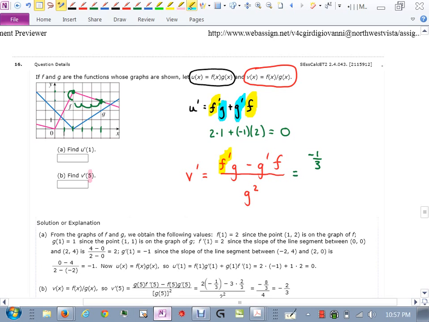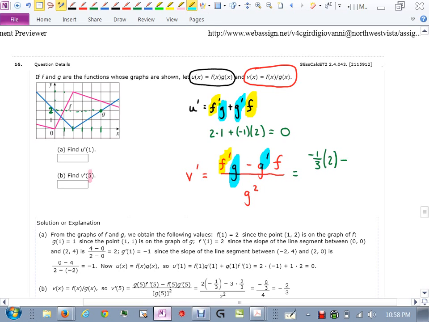And now what I need is g, but I don't need its derivative at 5. I need its value at 5. So I go out to 5. I go to the g function, which is the blue one. I find its value there. The value there is 2. So this top left finish up, that's a 2, minus.